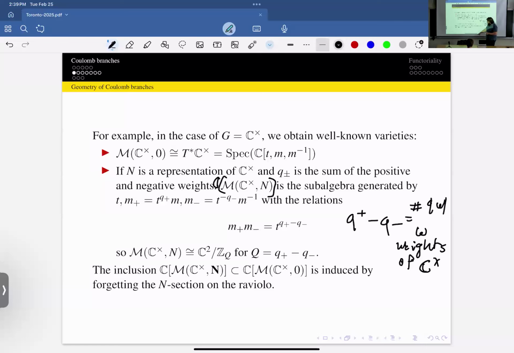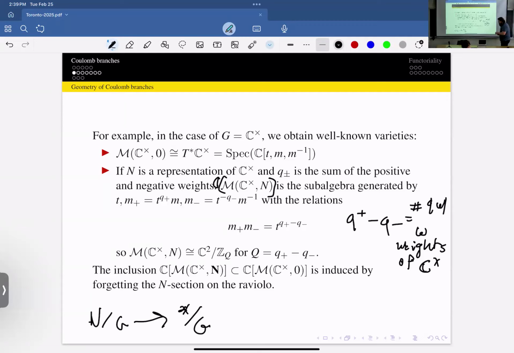And this inclusion of this guy as a subring has a geometric description. It's induced by the map on spaces, which is forgetting the end section on the Raviolo. So if I'm thinking about these maps into stacks, it's induced by the map from N mod G to point mod G. So it comes up naturally that I have such an inclusion, but I can then algebraically think about how to get that subvariety. Okay, any questions?